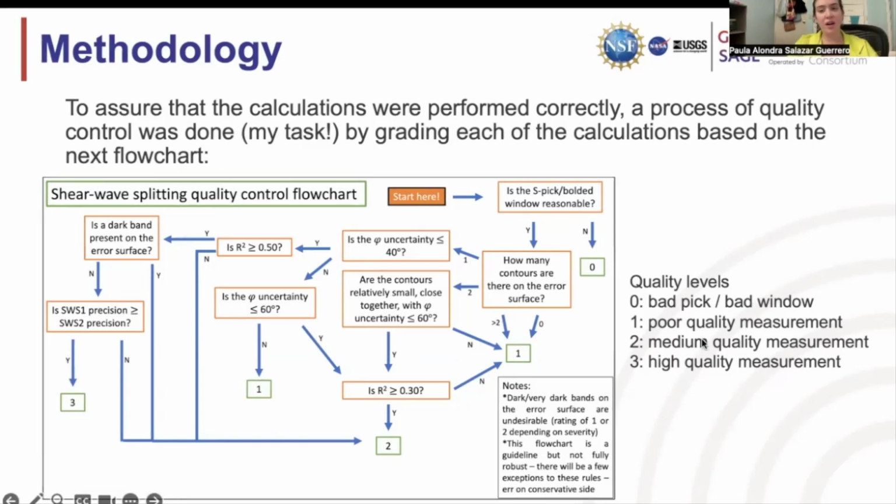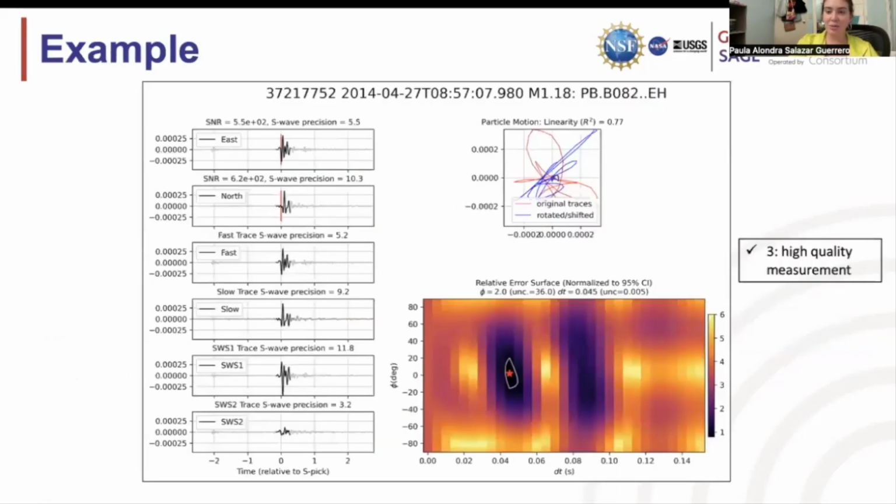And I had to pick the quality level that ranges from 0 to 3, 0 being a bad pick or a bad S window, 1 is a poor quality measurement, 2 is a medium quality measurement, and 3 is a high quality measurement. So I went ahead and put an example here of one of the measurements for one of the stations and one of the events, because it was done as event-station pairs.